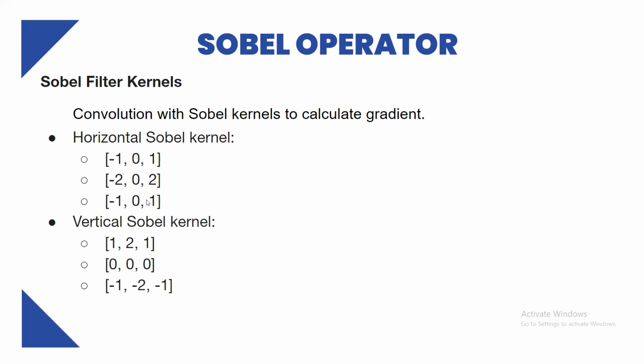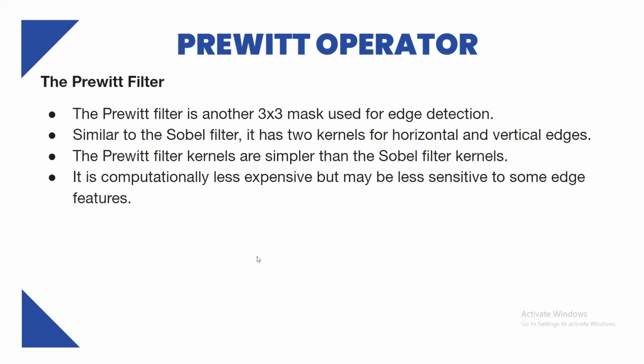So you multiply this matrix with the image, and then you add those values. Once you get a very big value, it shows a big change in intensity. Once the value is small, it shows a small change in intensity. That is the Sobel operator. Now, the Prewitt operator also uses a 3x3 mask. It's a bit similar to the Sobel filter, though it's a bit less expensive computationally as compared to the Sobel operator.